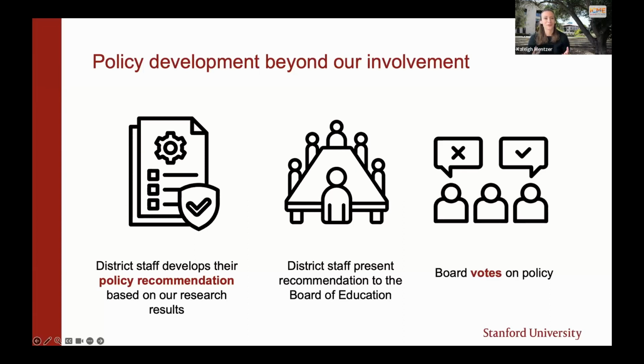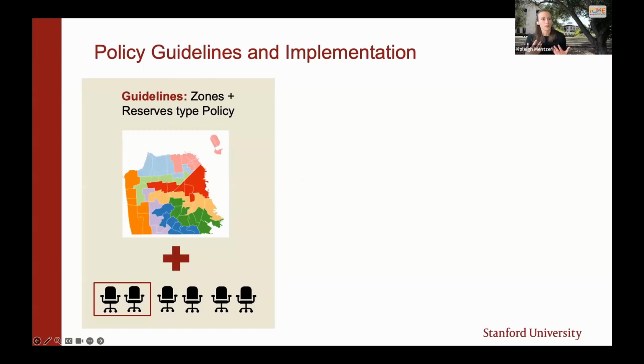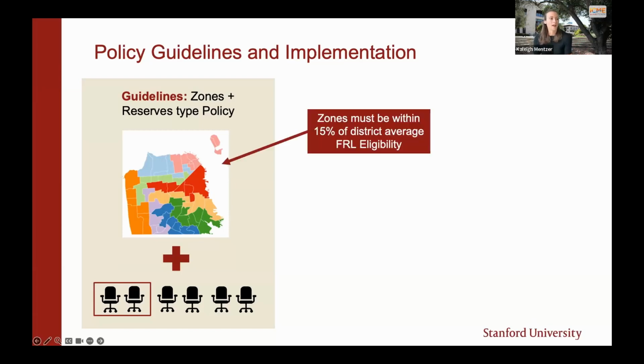So this is not a full-fledged student assignment policy, but it's specifying what this new policy will look like moving forward. So specifically, the guideline was to develop a zones plus reserves type policy, not specifically this zones plus reserves policy that we simulated, but something similar to that. And there was the mandate that zones have to be within 15% of the district average in terms of free or reduced price lunch eligibility. So this is, again, trying to make sure that zones are socioeconomically not too far from the district average.